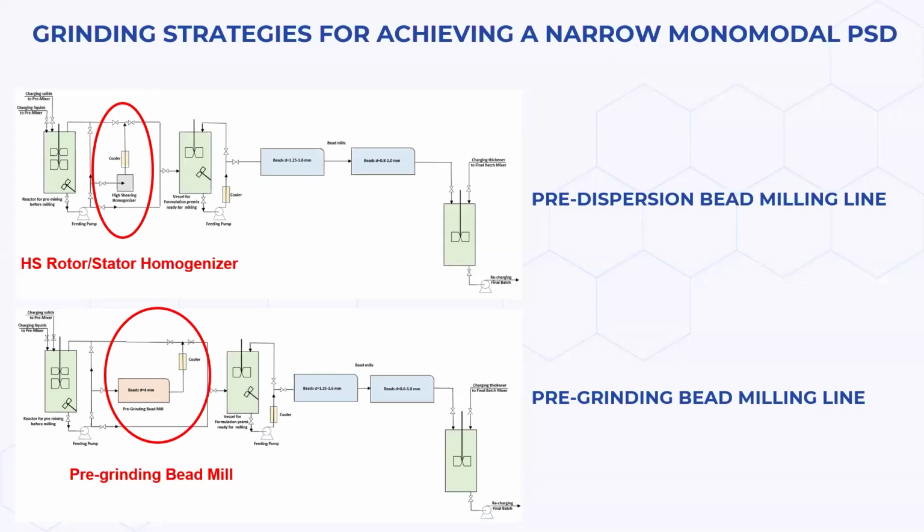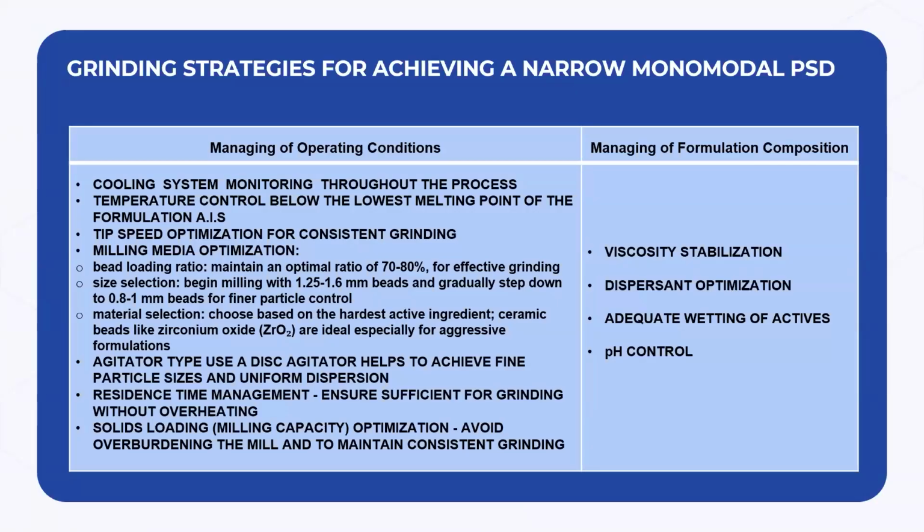The first features a high shear pre-dispersion module, ideal for improving wetting and initial dispersion of actives. The second incorporates a pre-grinding module, designed to reduce particle size before fine grinding. Optimizing operation conditions. Cooling system maintains efficient cooling of the formulation throughout the entire process, including the homogenizer or pre-grinding mill, the vessel before fine grinding, and the bead mills for fine grinding. Tip speed maintains optimal speed for consistent grinding performance.